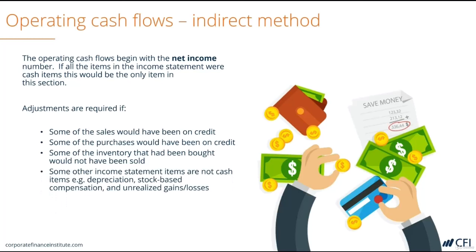For example, depreciation of property, plant, and equipment, or other items like stock-based compensation for executives or unrealized gains and losses. All of these items need to be adjusted to arrive at the actual change in cash from operating activities for the period. This is the method that virtually all companies use to calculate their cash flow from operations.